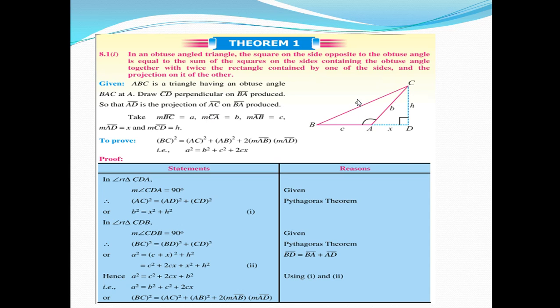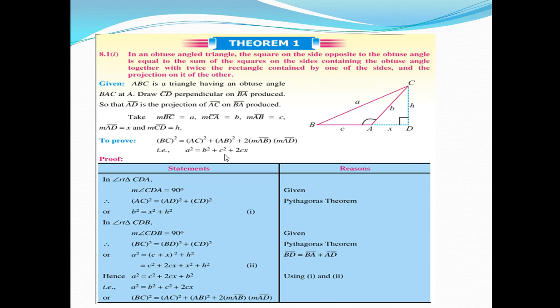In triangle ABC, the side opposite A is small a, opposite B is small b, and opposite C is small c. AB measurement is c, AC measurement is b, and BC measurement is a. This is the height of the triangle, CD. CD is the height of the triangle. AD is x. To prove: BC square is equal to AC square plus AB square plus twice the product of AB and AD. That is, a square is equal to b square plus c square plus 2cx. This is the proof.